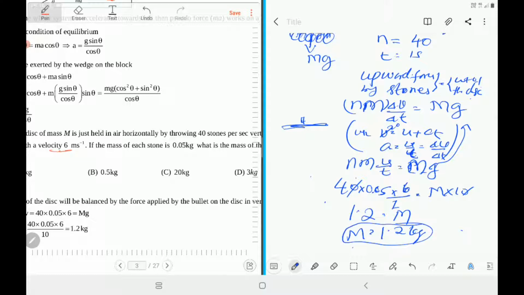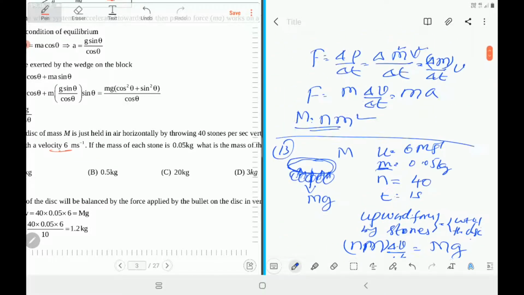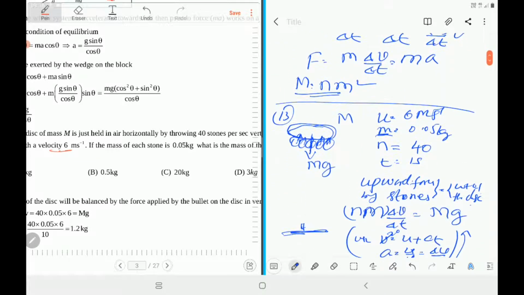Very simple, right? So you are using the relation. The hint is force is mass times acceleration. Here, mass is not just the mass of each stone, it is the number of stones times the mass of each stone. What is a? a is initial velocity divided by time, or change in velocity by time. Change in velocity is just u, because final velocity is 0. And m is the mass of the disk; multiplied by g it is the weight. That much force you are applying to balance the weight. So force applied equals the weight of the disk. That's the logic. Very simple, right?